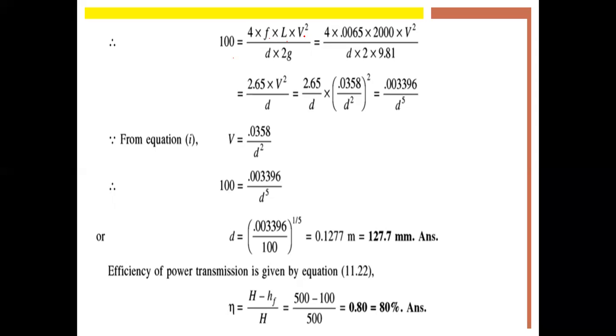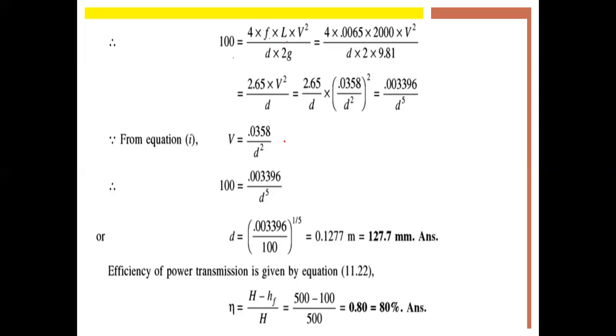We don't know the V value, so V divided by 2 into D into 2 into 9.81. After substituting these values, we get 2.65 into D. Therefore, 0.3858 V is equal to 0.3858 by D square, whole to the power of square, and that is equal to 0.003396 by D to the power of 5.